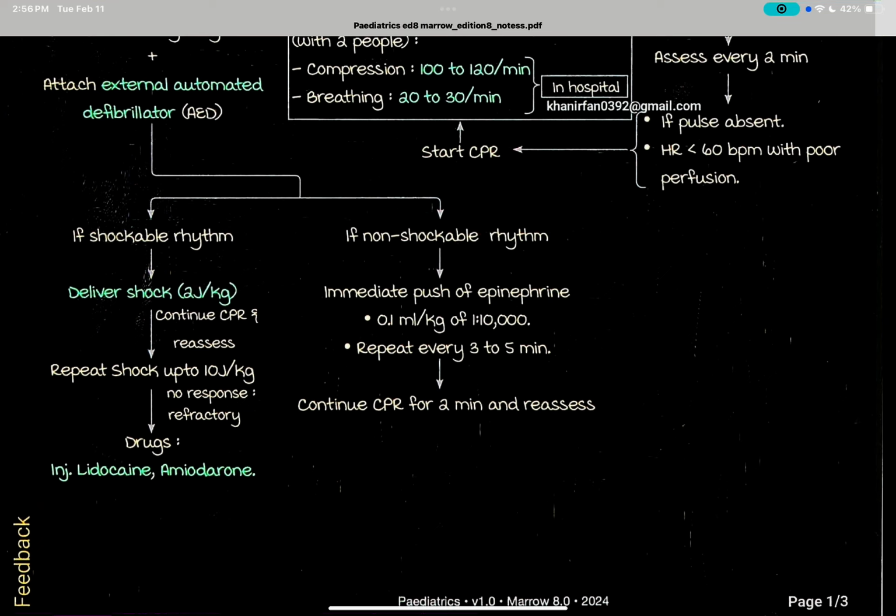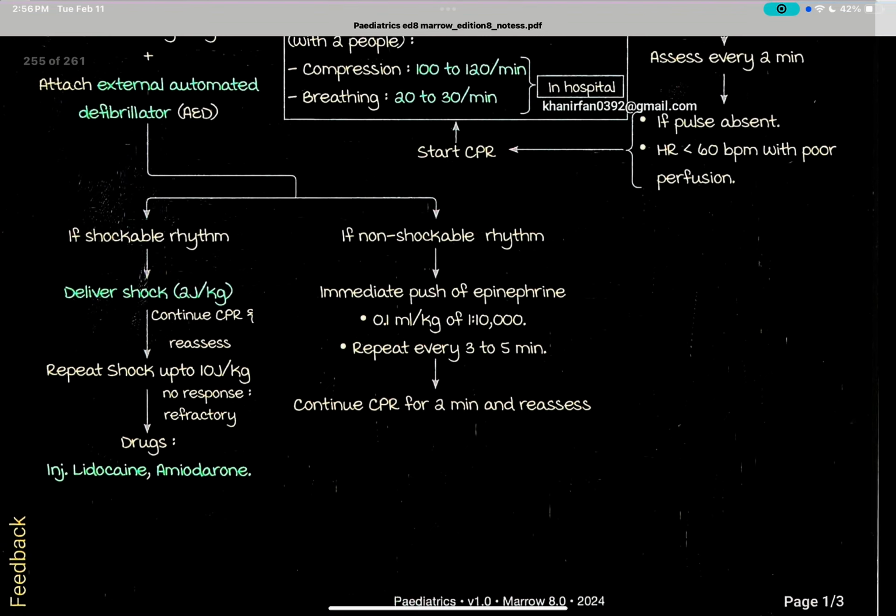If non-shockable rhythm, give an immediate push of epinephrine 0.1 ml per kg of 1 in 10,000. Repeat every 3 to 5 minutes. Continue CPR for 2 minutes and reassess.